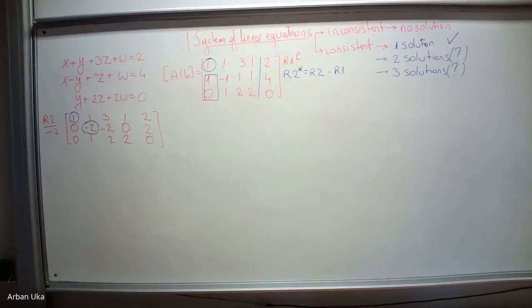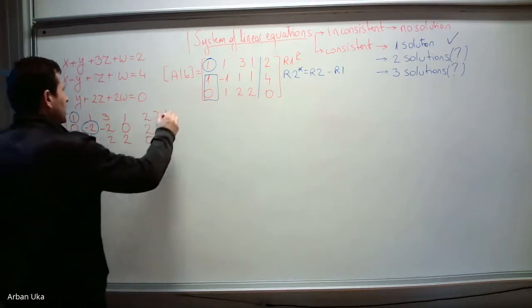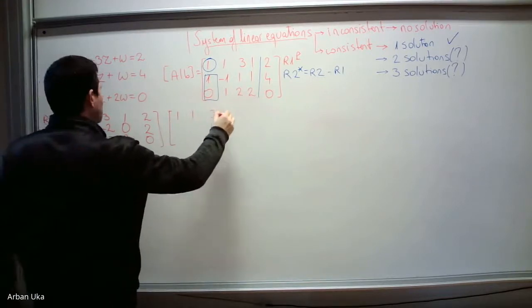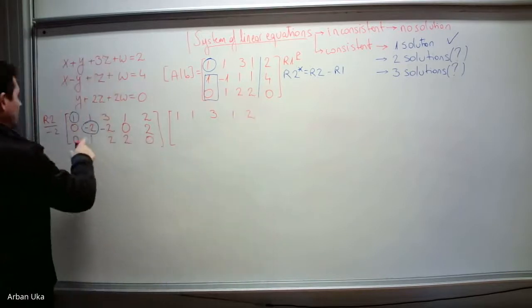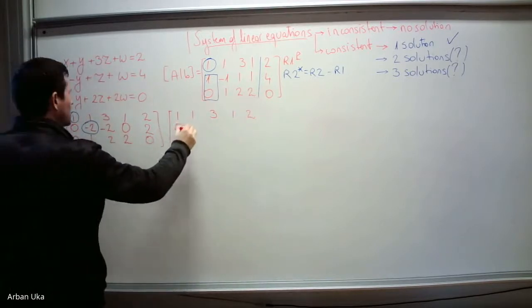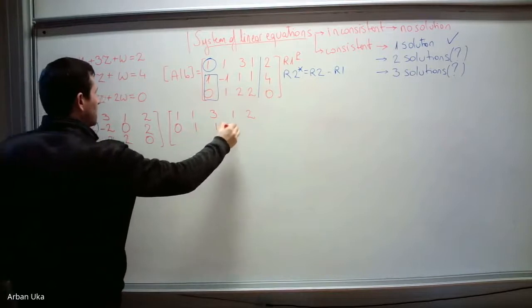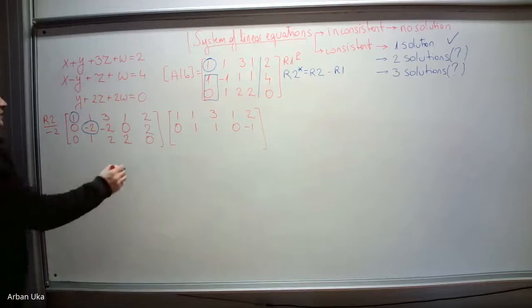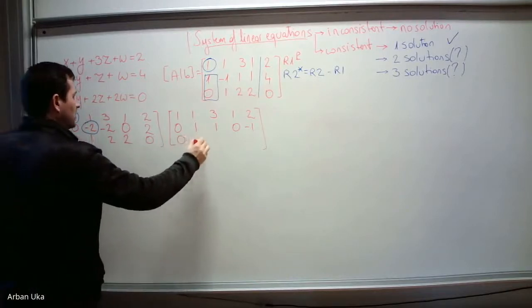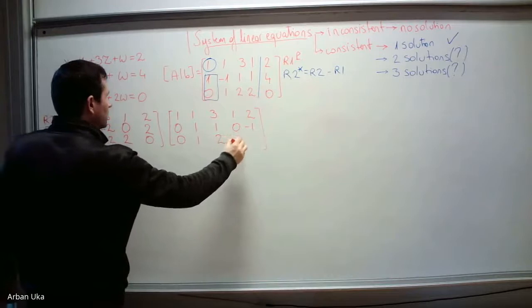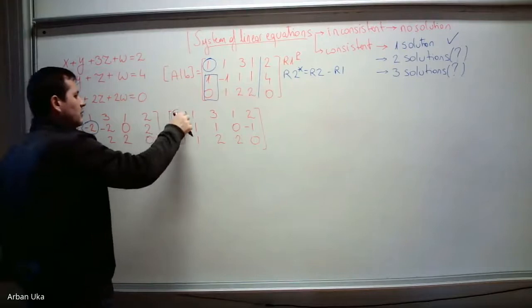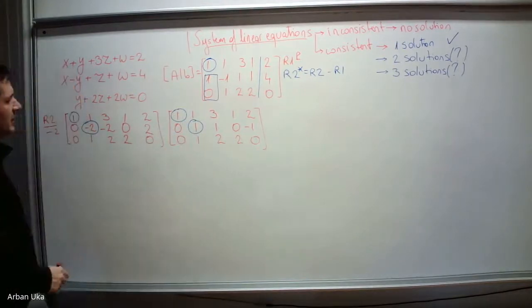Then we divide this by -2, and then we can obtain the following. We get 1, 1, 3, 1, 2. We divide by -2, we get here 0, 1, 1, 0, -1. Then we get the following 0, 1, 2, 2, 0. So now, which ones are the leading ones? The leading ones are here.